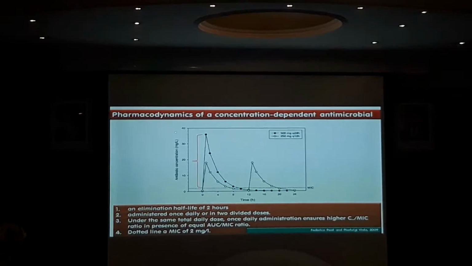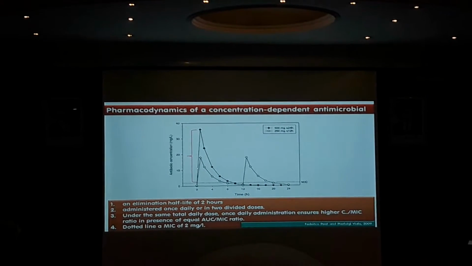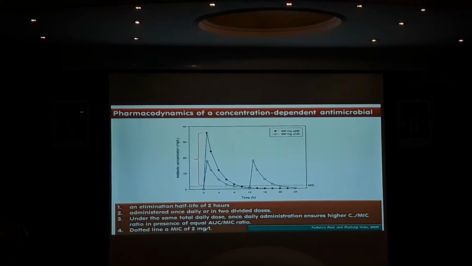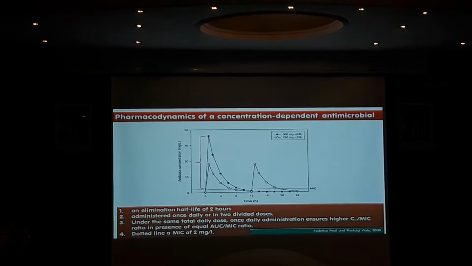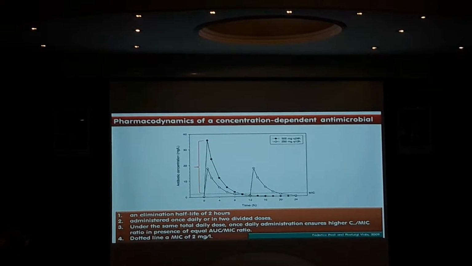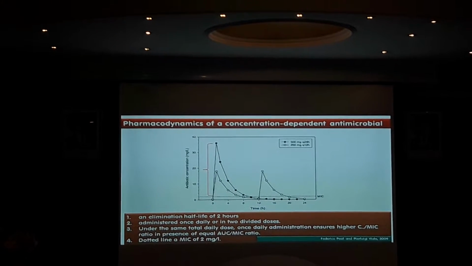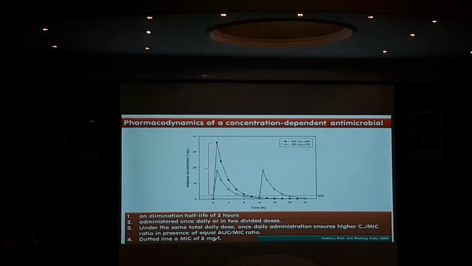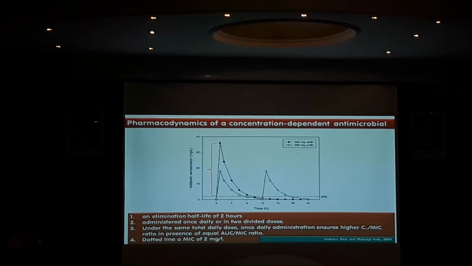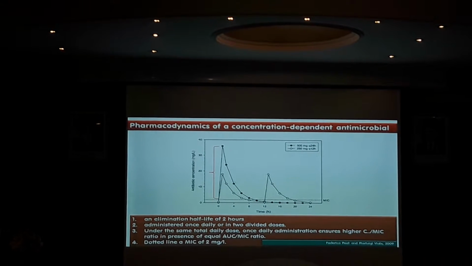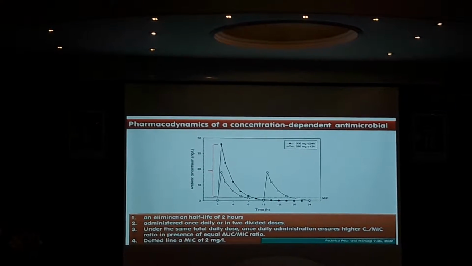This here, for instance, is the pharmacodynamics of a concentration-dependent antimicrobial. What we need to do is make sure that the peak concentration when it is given is high, compared to if you give it twice, so it will only achieve half of the concentration and will not work as we expect. So the best thing to do is give it as a loading dose. This is, for instance, 500 milligrams every 24 hours compared to 250 milligrams every 12 hours. So start with this one.